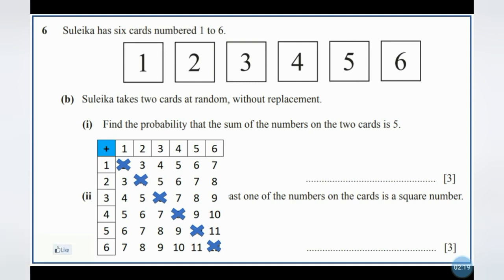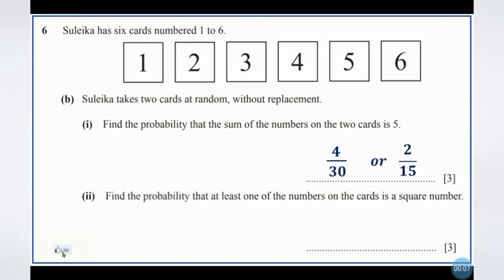Now the question is, find the probability that the sum of the numbers on the 2 cards is 5. So take a look at where is 5. 1, 2, 3, 4. So there are 4 sums of 5. Out of how many results? 30. So 4 out of 30. Or it can also be written as 2 out of 15 as its simplest form. Let's move on to question number 2.